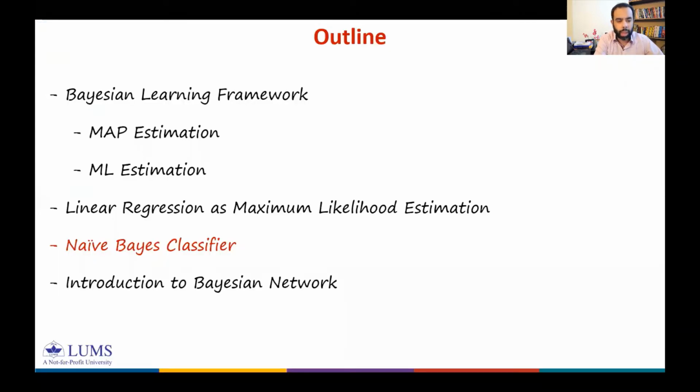Let's continue our discussion on Bayesian learning. We're talking about the Naive Bayes classifier, and we did one example in which we used Naive Bayes. In fact, we developed the Naive Bayes classifier. So today we'll mathematically formulate this Naive Bayes classifier.